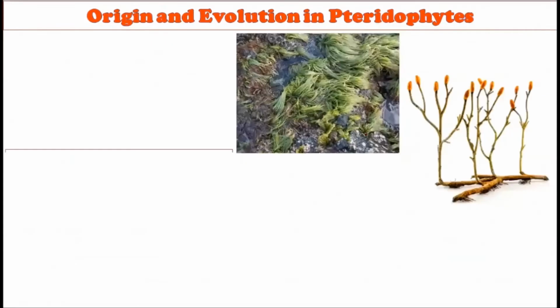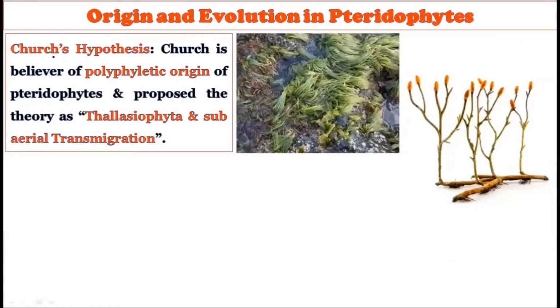All right, now consider the Church hypothesis. Of course, Church also believes that there is an algal origin for the pteridophytes. Church is a believer in the polyphyletic origin of the pteridophytes. That literally means many groups of the algae have given rise to many groups of the pteridophytes. Polyphyletic origin, not one phylum, not only from the chlorophyceae, but all the members of the algae are responsible for giving rise to the present day pteridophytes.